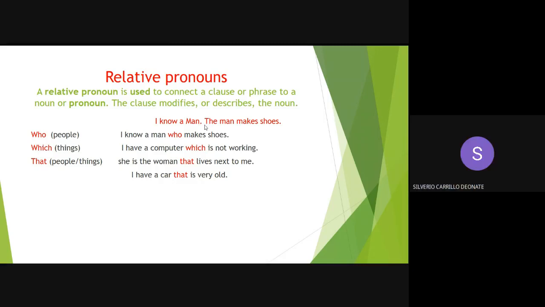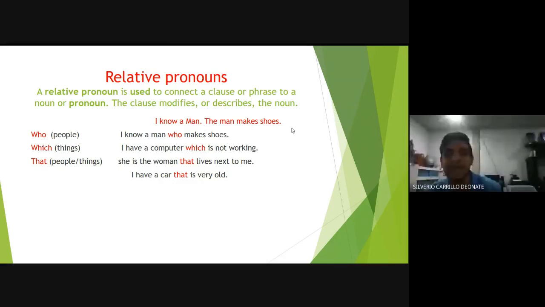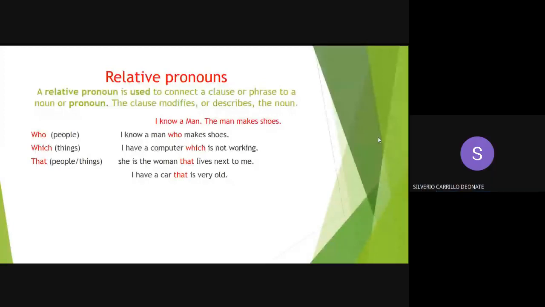And then the second one, the man makes shoes. ¿Ok? Entonces en esa parte tenemos repetición de un sustantivo. Sería hombre. I know a man, the man makes shoes. So we're repeating in here, man. Estamos repitiendo, hombre.